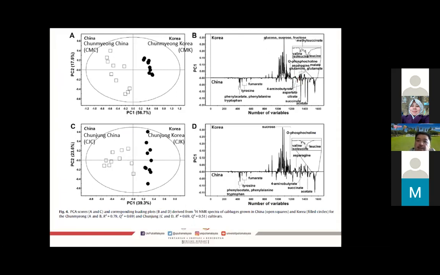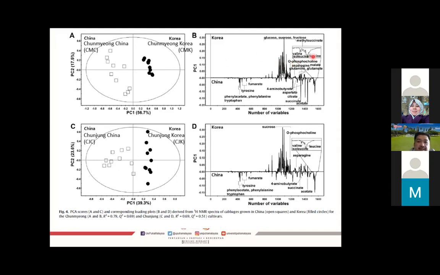To provide a comparative interpretation and visualization of the metabolic difference in cabbage according to the different growing areas, PCA was applied to the NMR spectrum dataset for each cultivar. The PCA score plot shows fairly clear difference between China and Korea grown samples of both cultivars, indicating that cabbage metabolites are strongly influenced by the environmental condition of each cultivation area.